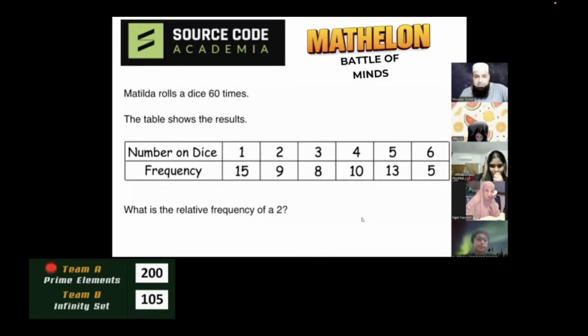Matilda rolls a dice 60 times. The table shows the results. You can see that result. What is the relative frequency of a 2? Yes. 9. It's 9 out of 60, the relative frequency. You can write it as 3 out of 20 as well. I can accept this answer, but you should be more careful. The next question is on your screen. We are considering this answer correct, Miss Fajr.